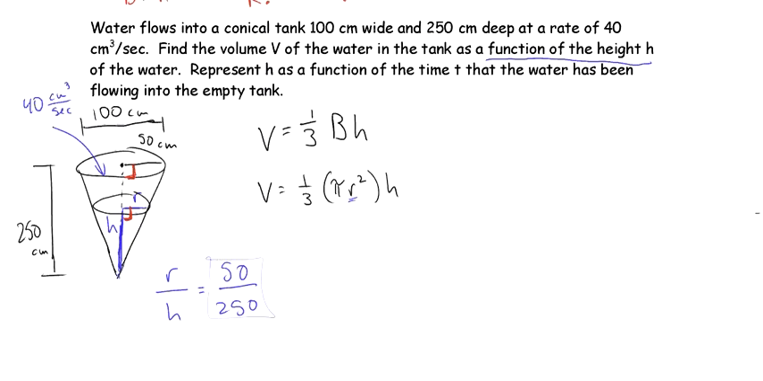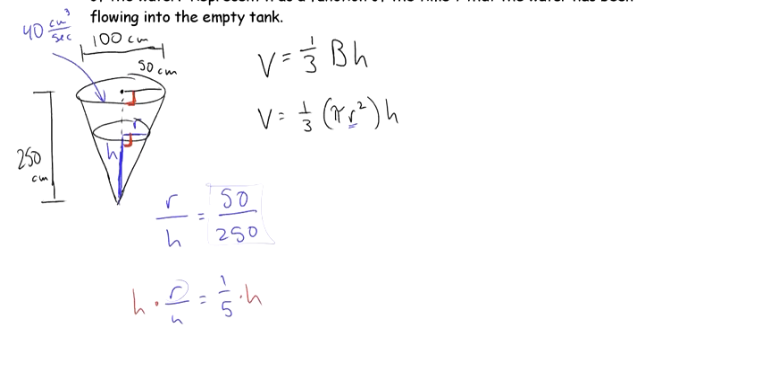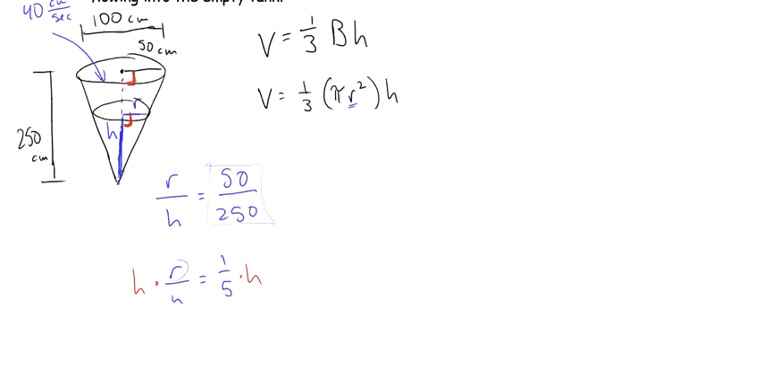So let's go ahead and rewrite that. The radius divided by the height is equal to 1/5. And I want to get radius by itself, so I'm going to multiply both sides by height. And we get, lastly, that radius is equal to 1/5 times the height. So now we know what r is, and we can substitute it in for r up here.